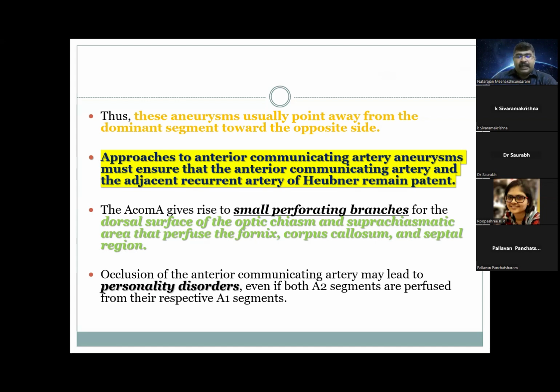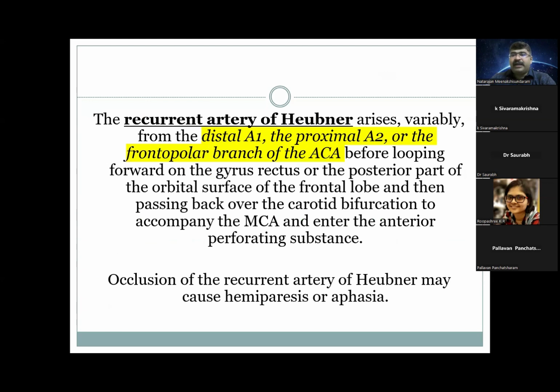The anterior communicating artery gives rise to small perforating branches for the dorsal surface of the optic chiasm and the suprachiasmatic area that perfuse the fornix, corpus callosum, and septal region. Occlusion of the anterior communicating artery may lead to personality disorders even if both A2 segments are perfused from the respective A1 segments. That is why it is important we dissect the perforators from the anterior communicating artery, and the neck of the aneurysm is clearly defined and separated from the perforators, and then we clip the neck of the aneurysm.